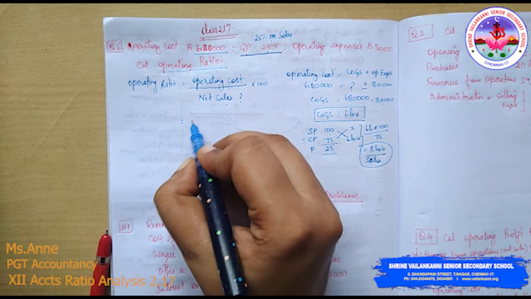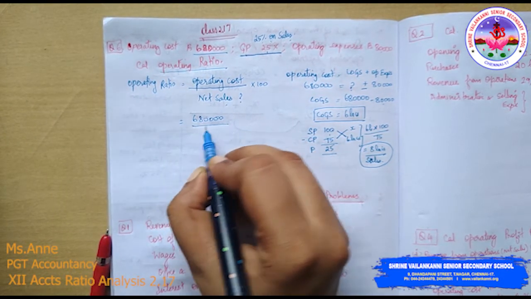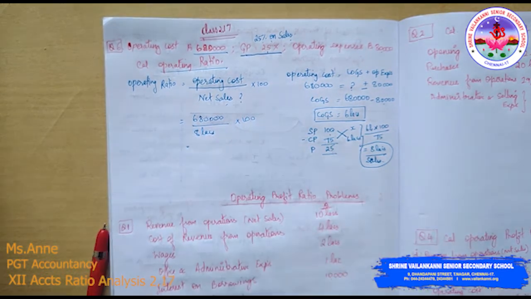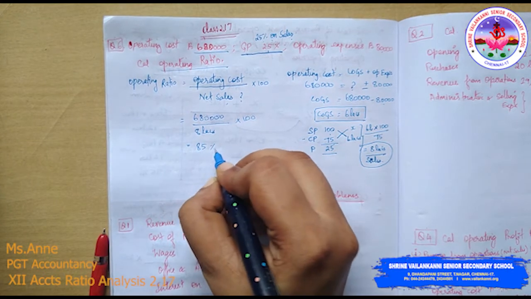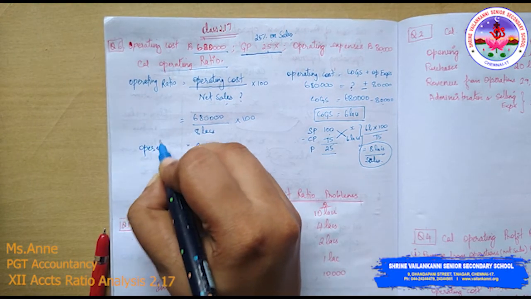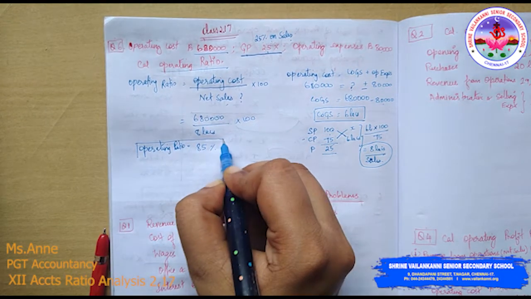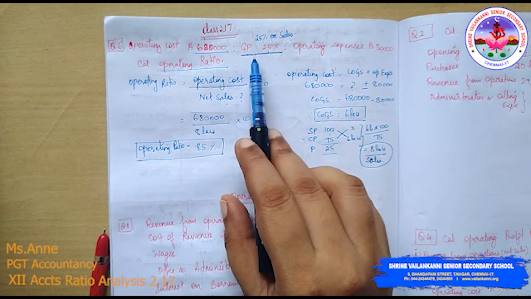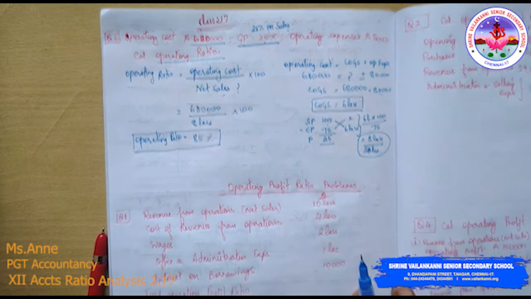So can we find now what is the operating ratio? 6,80,000 divided by net sales 8 lakhs into 100. So how much do we get? We get 85% to be our operating ratio. You should be careful. This is an indirect sum. Directly, information is not given for you to just write it. Okay.